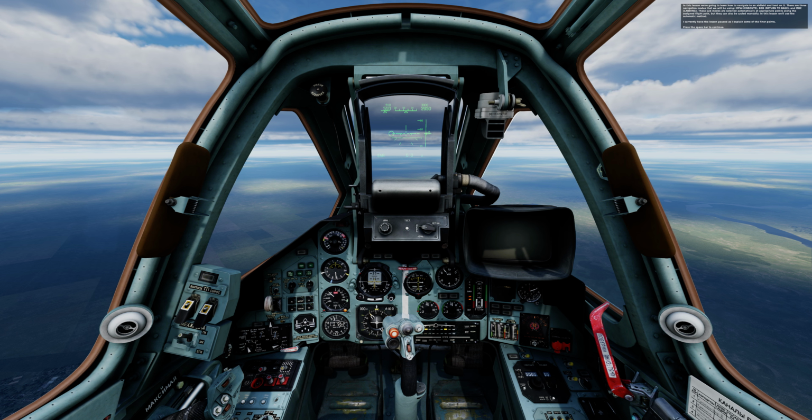I currently have the lesson paused as I explain some of the finer points. Press the spacebar to continue. What we'll learn in this lesson is how to navigate to a waypoint using en route mode, switch to return mode automatically, and then switch to landing mode automatically. We're currently in en route mode, as indicated in the bottom left corner of the HUD.